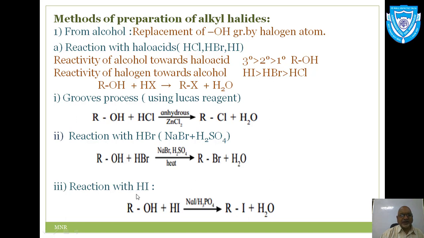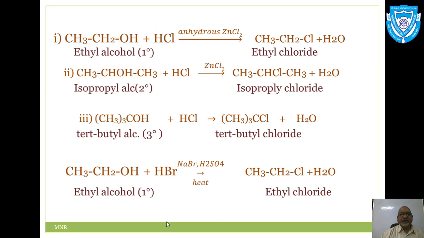The third reaction is with hydrogen halide. The hydrogen halide here means HI, that is hydrogen iodide. Here ROH, that is alcohol, is treated with hydrogen iodide. Hydrogen iodide we get by using the catalyst NaI, sodium iodide, with H3PO4. Here we get a similar substitution reaction where R is an alkyl group, and the hydroxyl is substituted by iodine, and here you get alkyl halide and water. Now all these three reactions, if you see, one is chlorine, one is bromine, and one is iodine. So by this method we can prepare alkyl halides using HCl, HBr and HI.